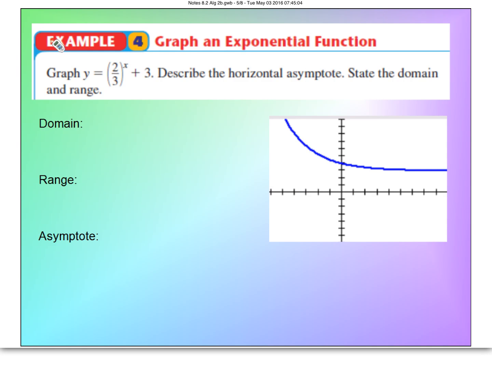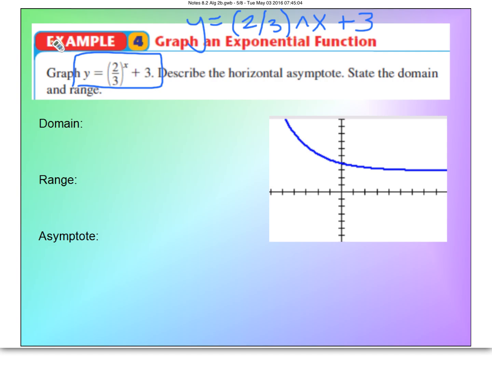I want to look at 4 examples of how to state the domain, range, and the asymptote. If we start with this first graph, again, let me show you what to type into your calculator. At the y equals prompt, you're going to do the open parenthesis like they do, 2 divided by 3 to the caret of x. Make sure now that you get out of the exponent and then type a +3. When you do that, you will get the graph that we see here at the right.